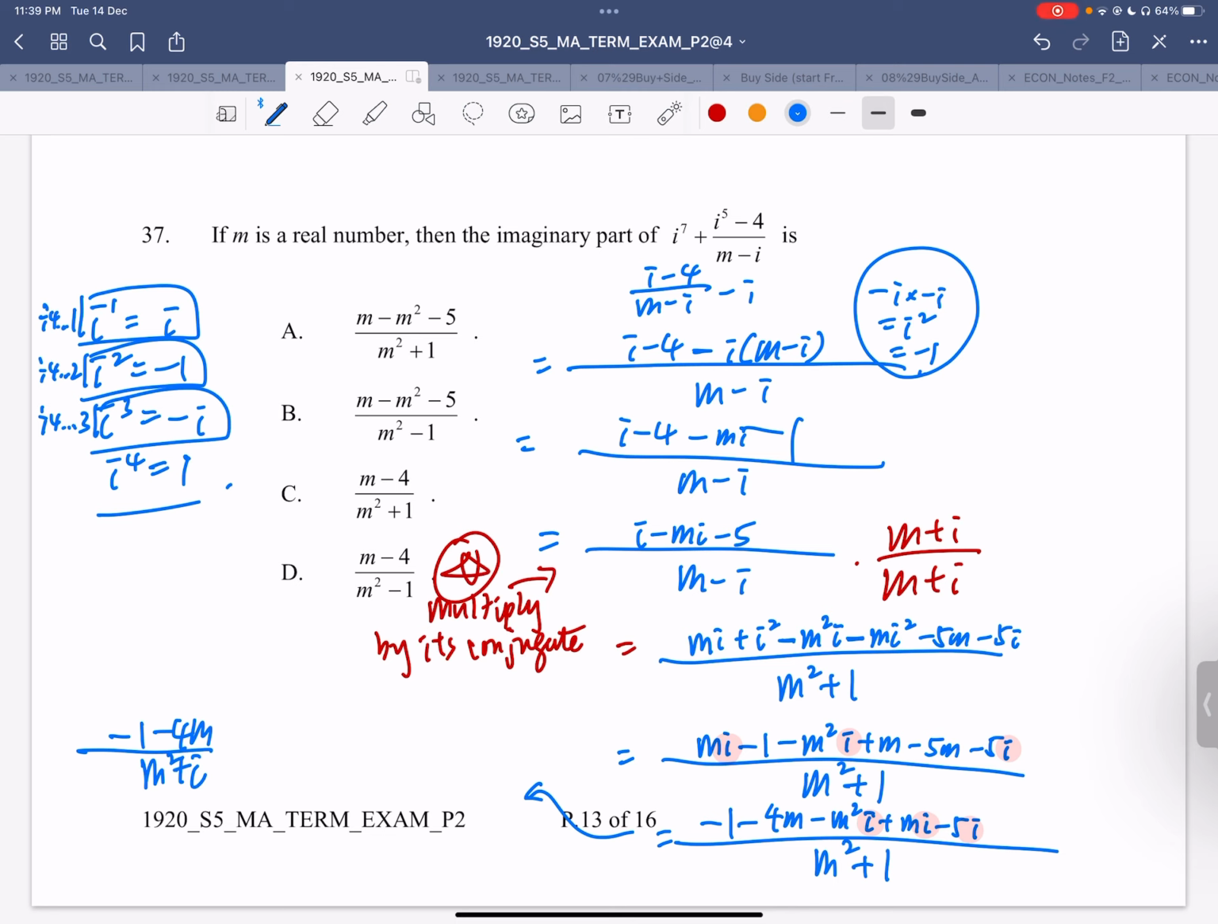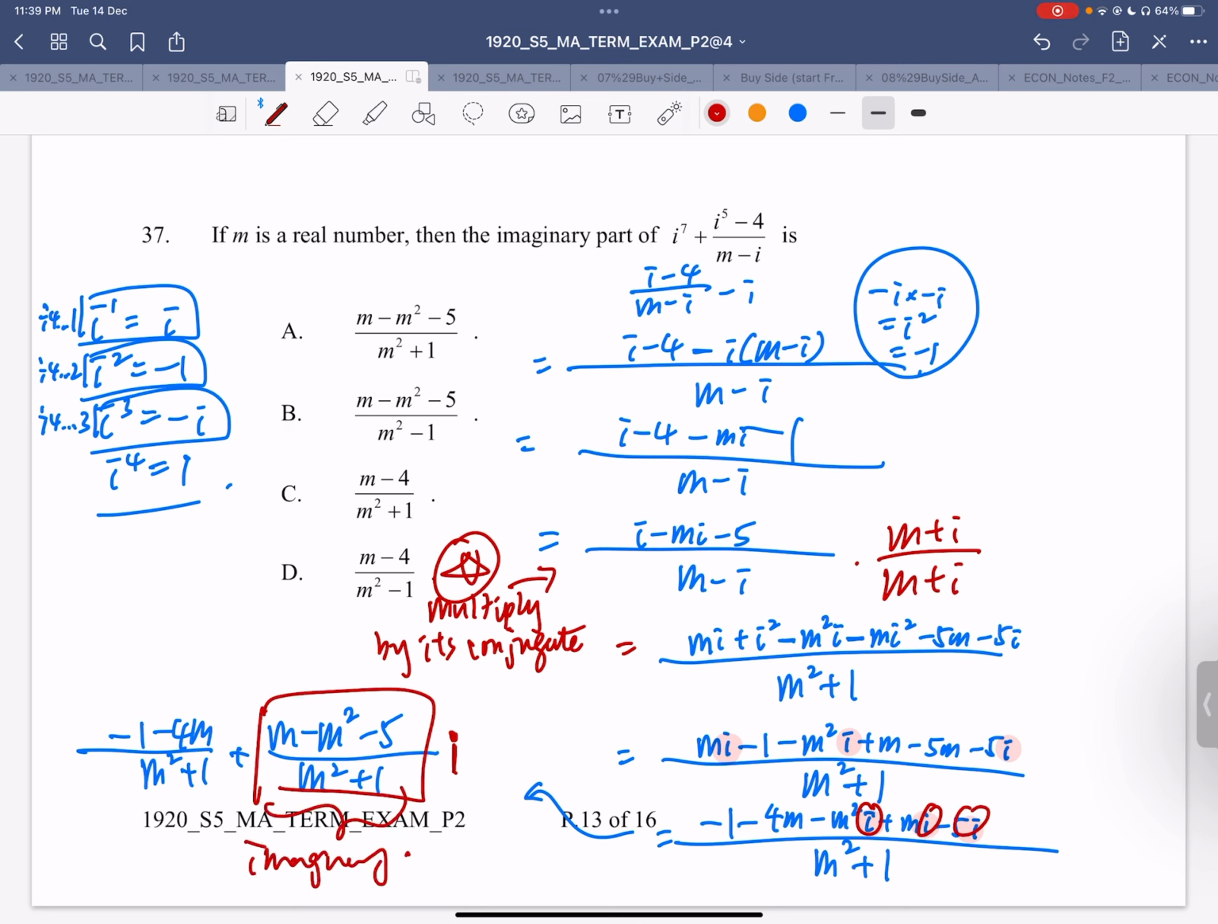Okay, and then if you want to change the whole thing to plus, then basically what you are doing is that m squared plus 1, oh sorry, this is plus 1, okay, m squared plus 1, and then m minus m squared minus 5. For the I part, you have already factorized it out, okay? Factorize the I out, okay? So this will be the imaginary part, okay? So the answer will be A. All right, this is the solution for question 37.